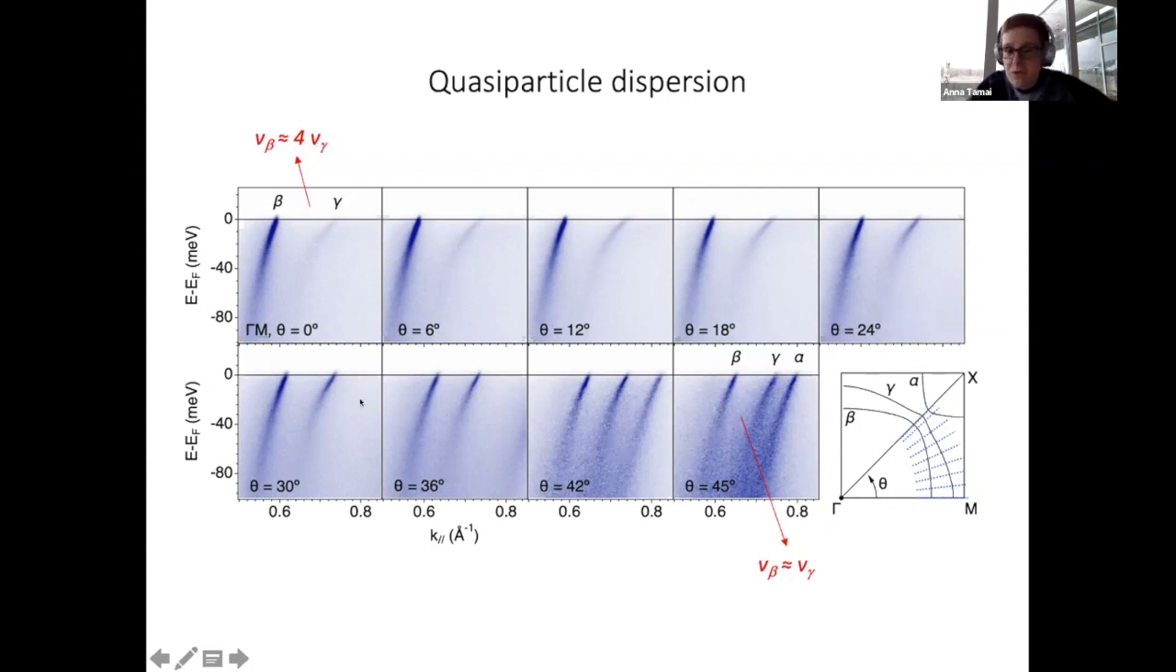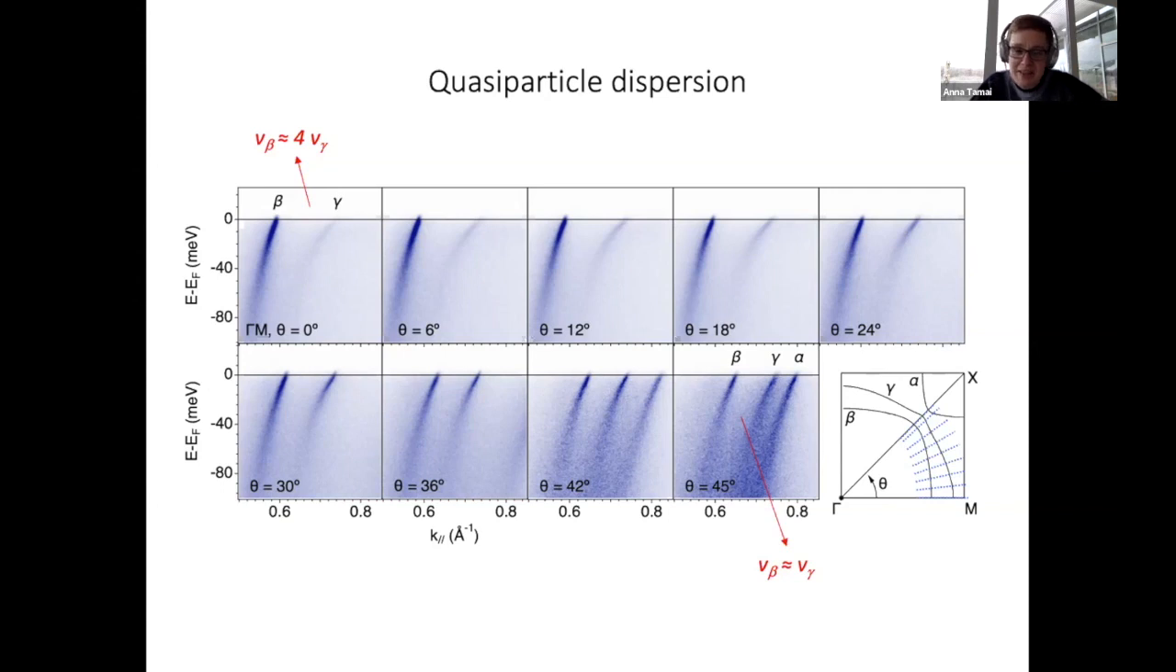And as you move to the zone diagonal, you see that the velocity changes, and that along the zone diagonal, these two bands are basically parallel. They have the same velocity. So for the rest of the talk, I will try to explain where this strong angular dependence comes from. But before doing that, we need to check something.